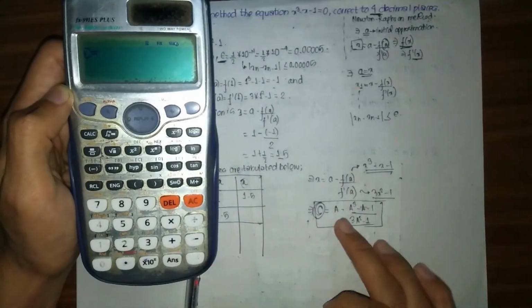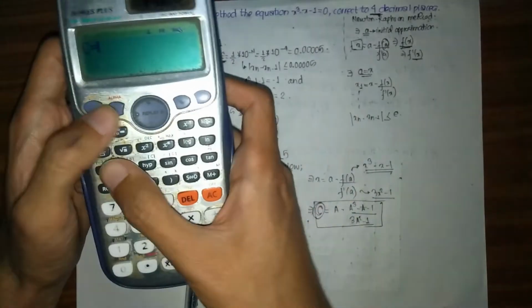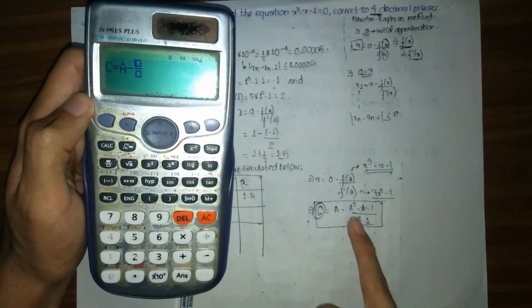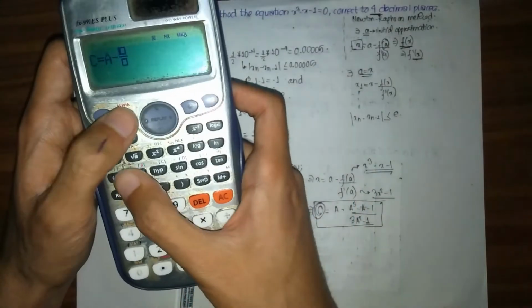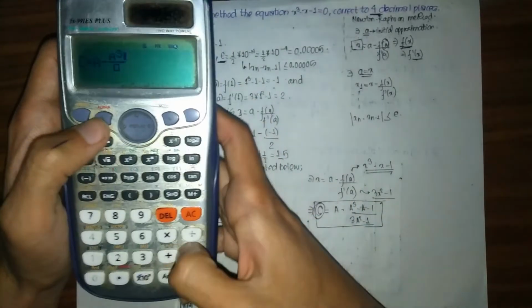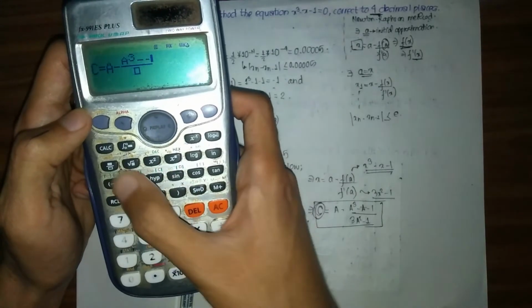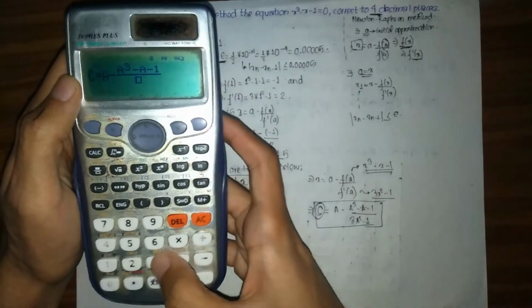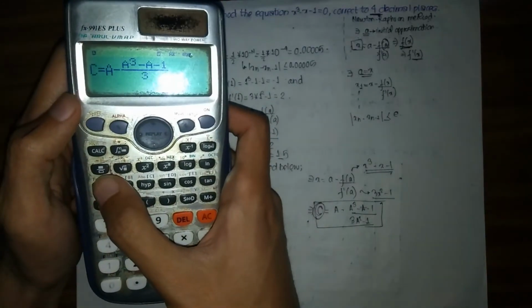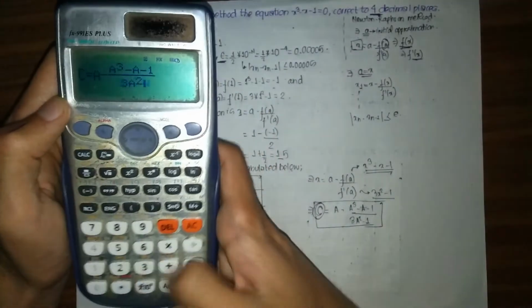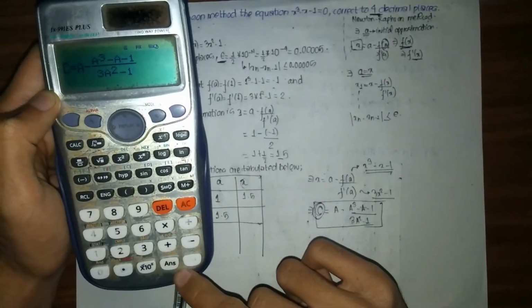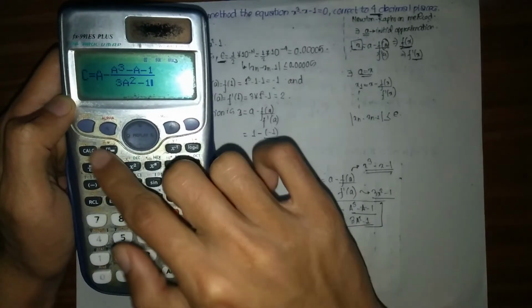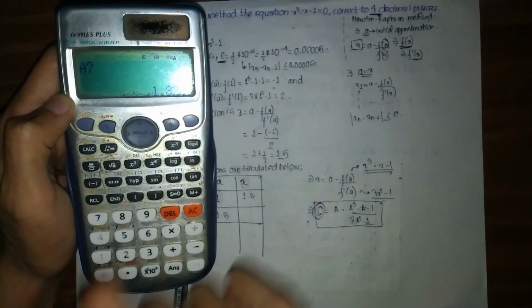Next you need a. We need to represent a. So I'm going to click a minus, and I'm going to use this equation. Now I need a cube minus a minus 1. So a cube minus a cube minus a minus 1, divided by 3 alpha a square minus 1. Next you need to click on calculate. Do not click on equals to over here; you will get a syntax error. So click on calculate. It asks me the value of a.